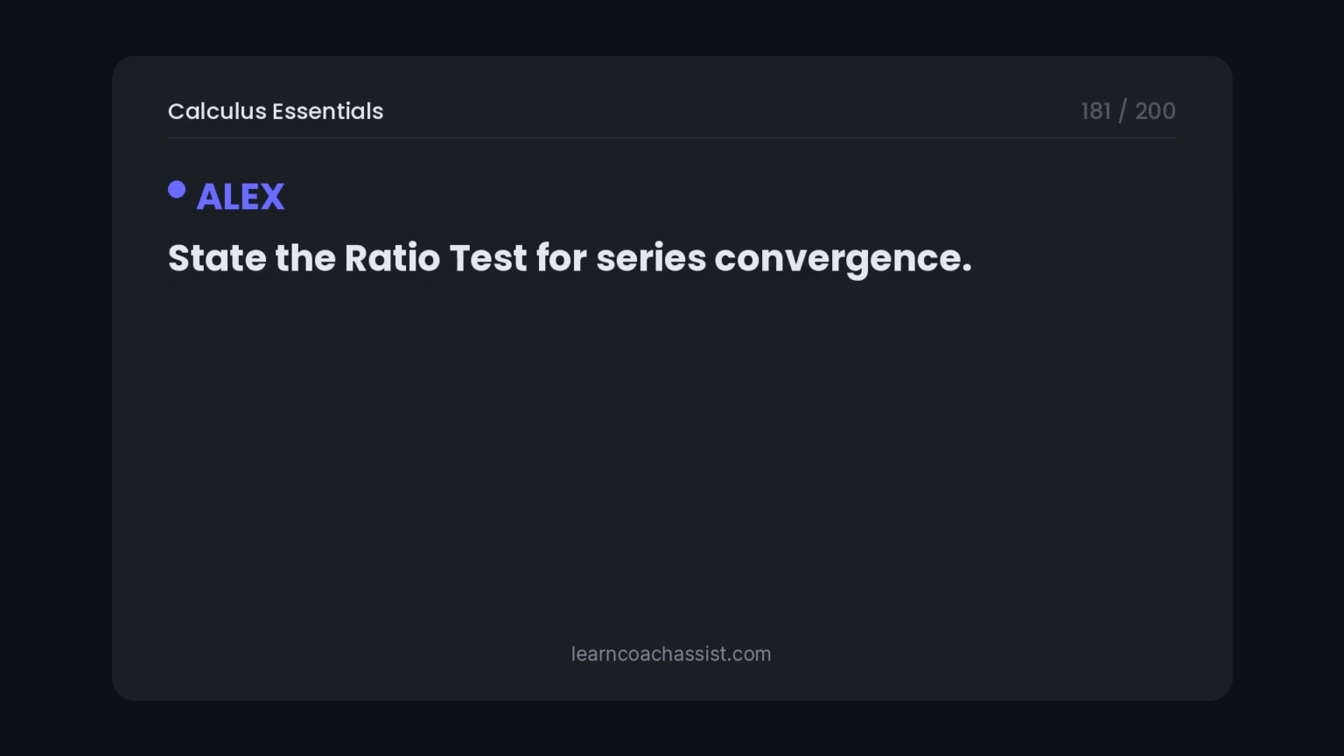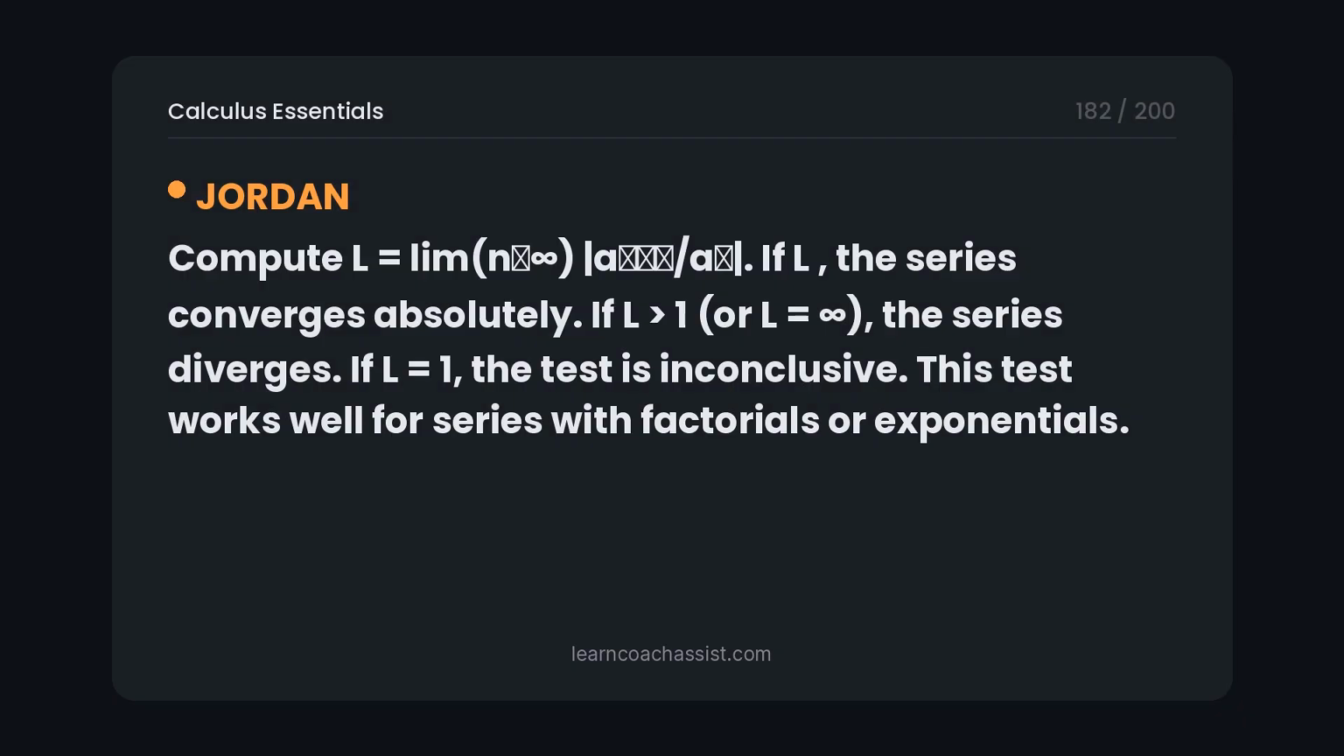State the ratio test for series convergence. Compute L equals the limit as n goes to infinity of the absolute value of a_(n+1) over a_n. If L is less than 1, the series converges absolutely. If L is greater than 1, or L equals infinity, the series diverges. If L equals 1, the test is inconclusive. This test works well for series with factorials or exponentials.